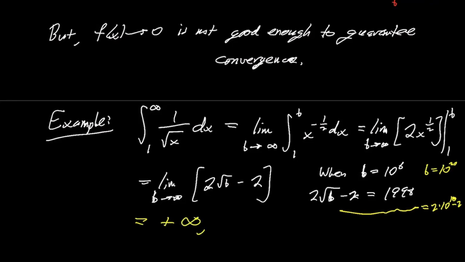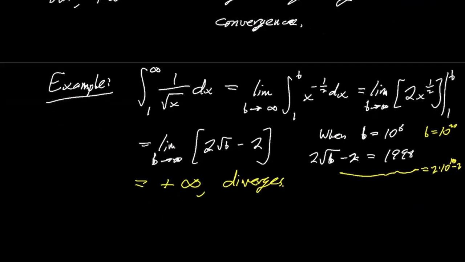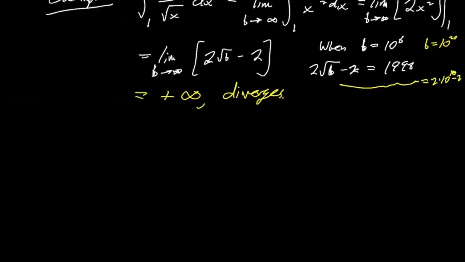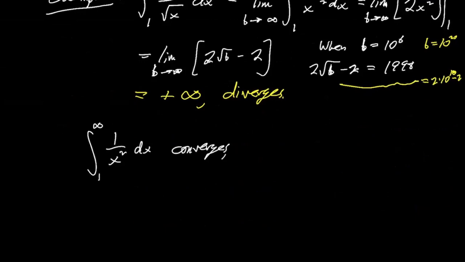So this integral diverges. Even though 1 over root x behaves kind of like 1 over x squared, one is finite, one is infinite. Let me just recap that. The integral of 1 over x squared converges, but the integral from 1 to infinity of 1 over root x dx diverges.